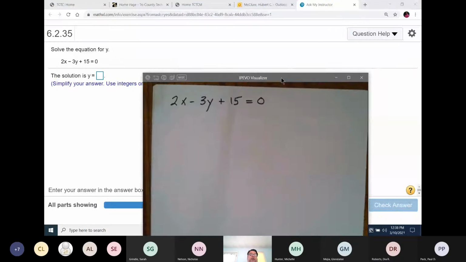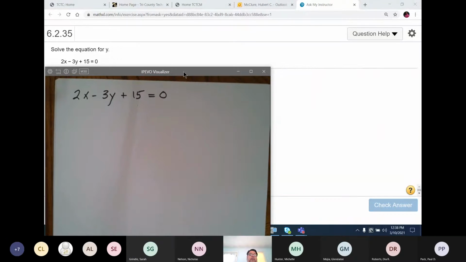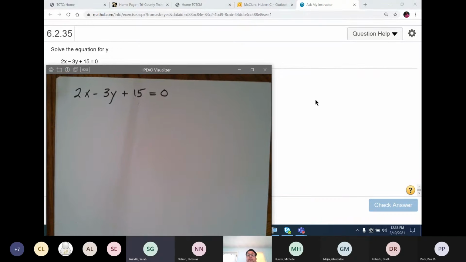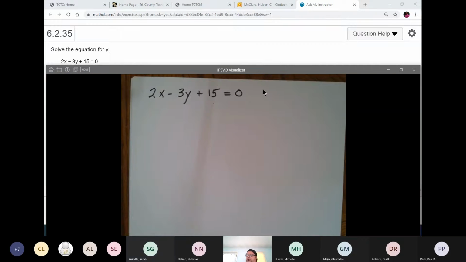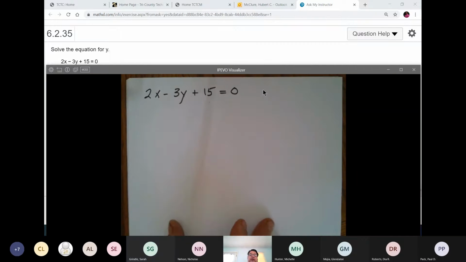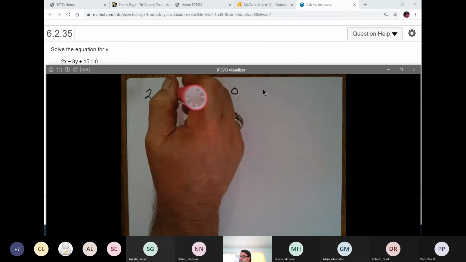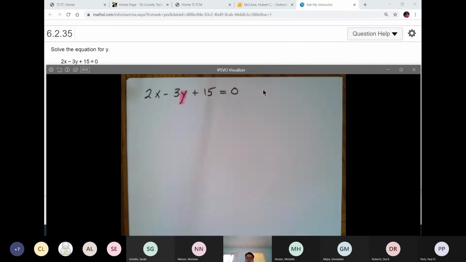What's the objective of algebra? To get what? The variable by itself. Okay, now which variable does it say you want to get by itself? The y. So I'm going to take my handy dandy highlighter and highlight that y right there, because I want you to get rid of everything else.